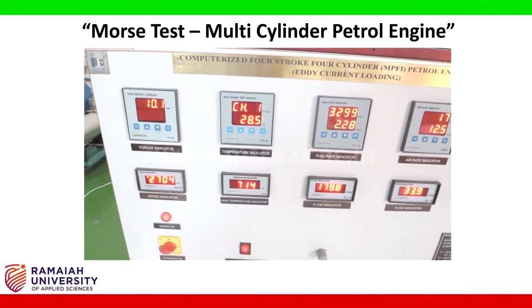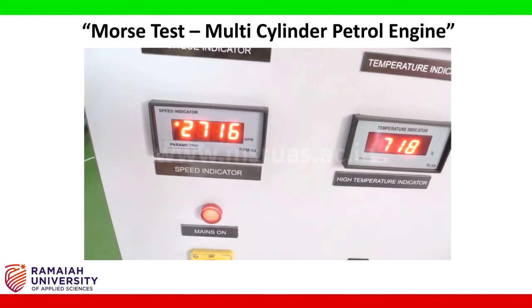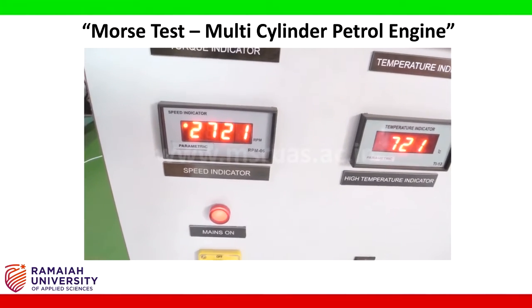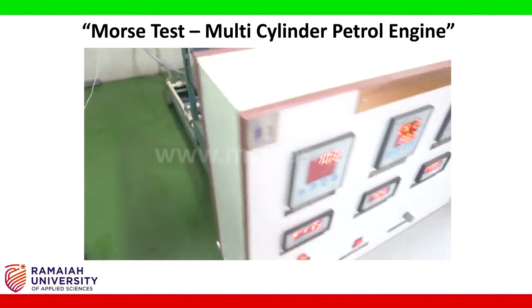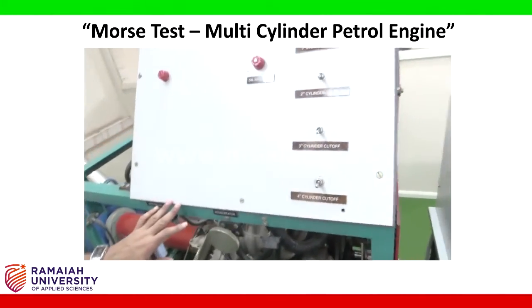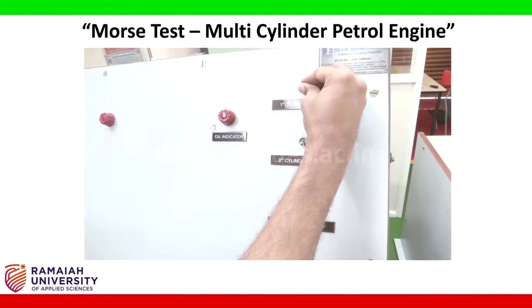Now note down the engine RPM here. In this case, it is showing around 2700 RPM. Now to conduct the Morse test, you have to follow the procedure in this way. First, cut off one of the cylinders here.